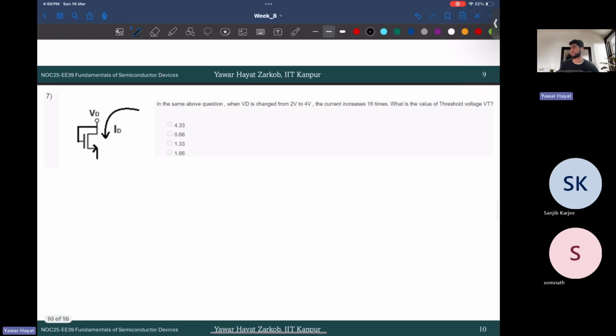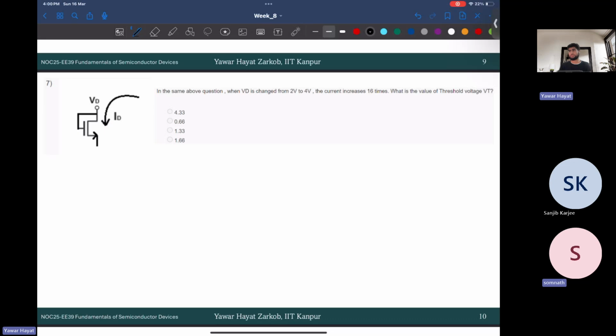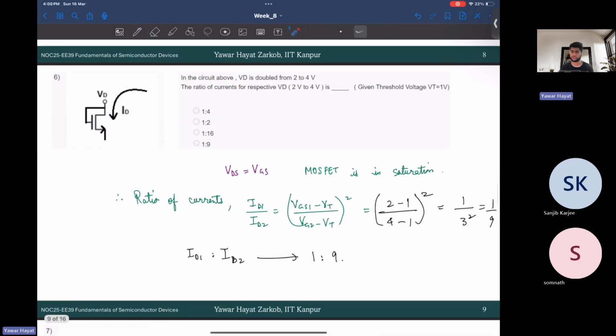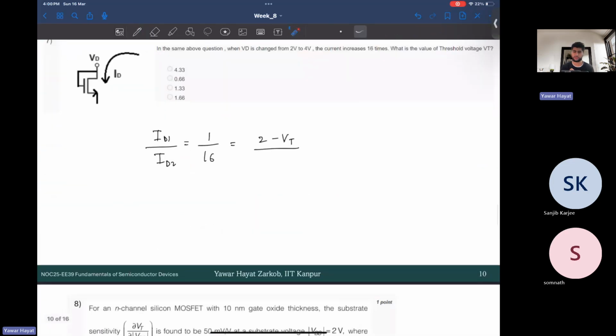Similarly, we have this question. In the same question, if your VD is changed from 2 volt to 3 volt, the current increases 16 times. What is the value of the threshold voltage? Now, the question is already giving you the ratio of the current, so it's asking you to compute the value of the threshold voltage. Here, VT won't be 1 volt, right? In this, VT was 1 volt.